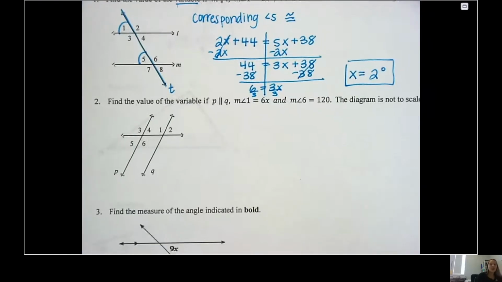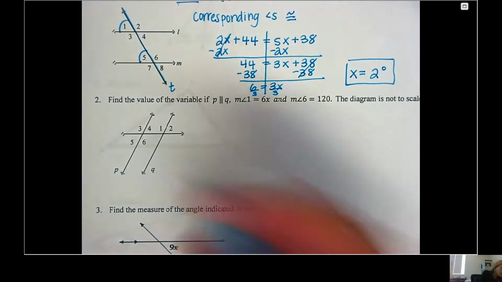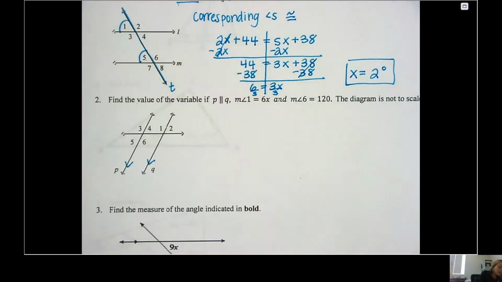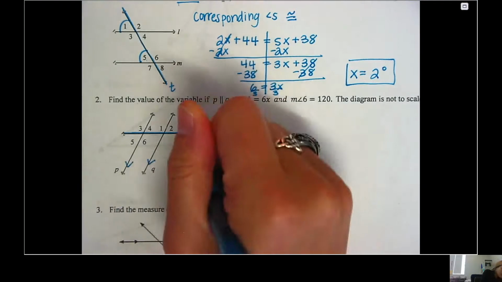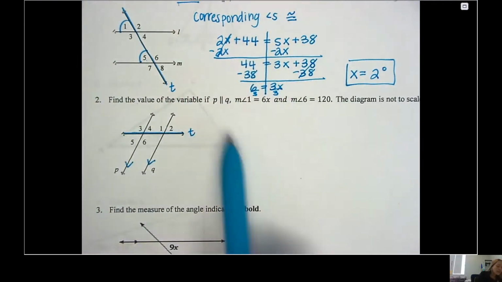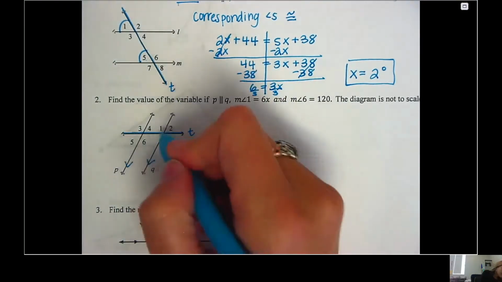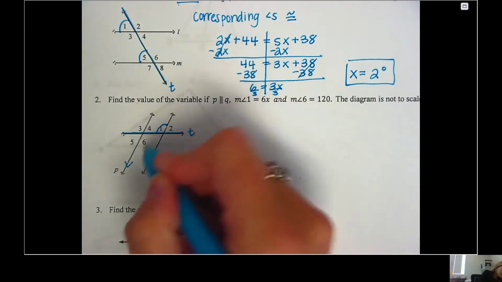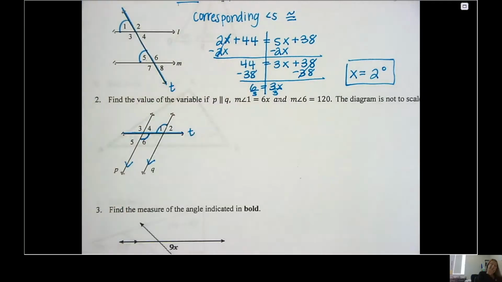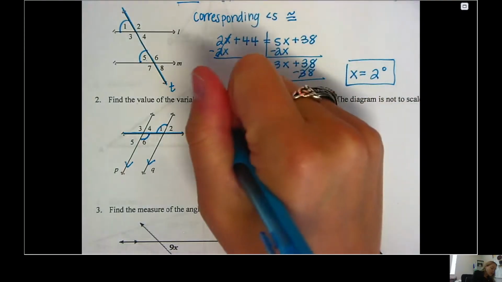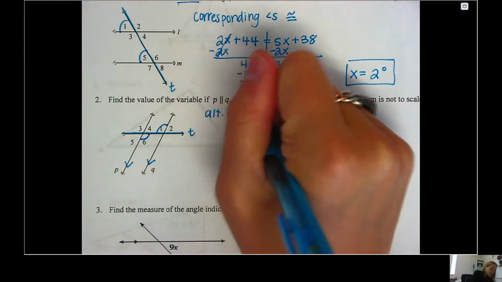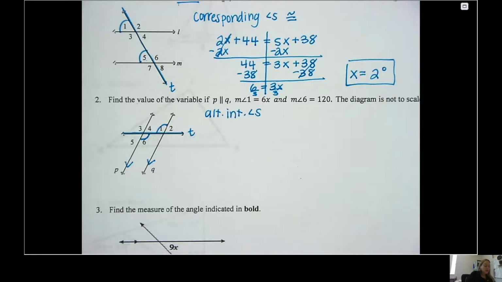Number 2, find the value of the variable if P is parallel to Q. So I make my parallel markings here, which means that this line through the center is my transversal. Given the measure of angle 1 is 6x, and the measure of angle 6, which is right here, is 120. Now, these are on the interior of the two parallel lines, and they are also on alternate sides. So these are alternate interior angles. I know that alternate interior angles are congruent, so they should be exactly the same.